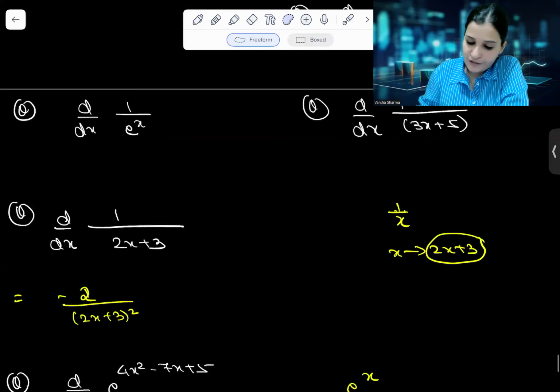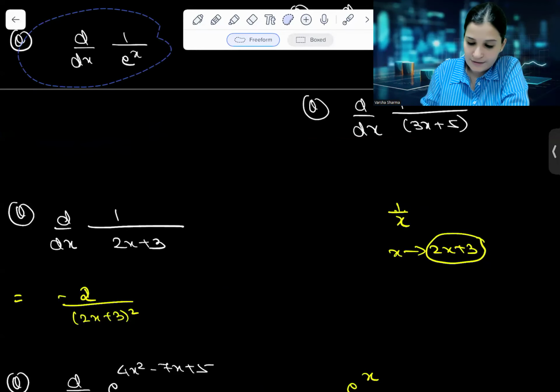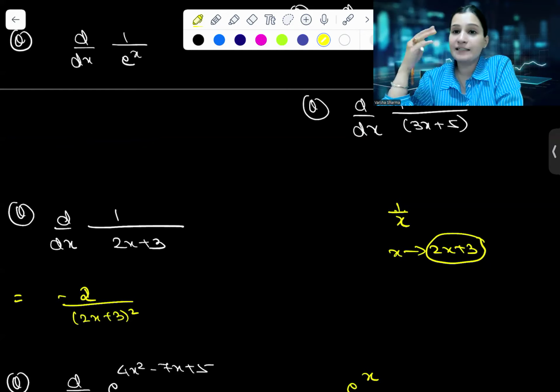Third, how will we differentiate this? Ma'am, small doubt. Do we need to distribute e power (4x square minus 7x plus 5) with 8x minus 7? Or can we keep it? If something is getting added or subtracted, then it is not necessary to multiply and expand. If you didn't open the bracket, no issue. That's okay.